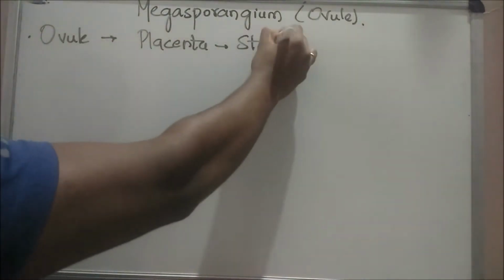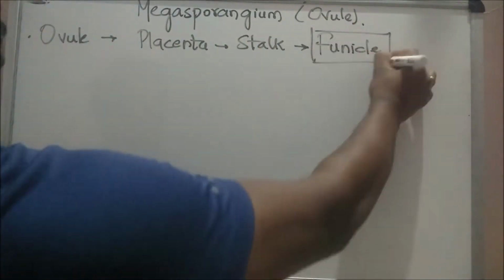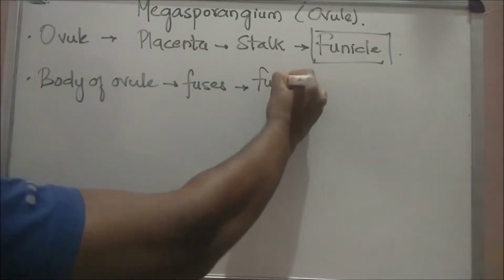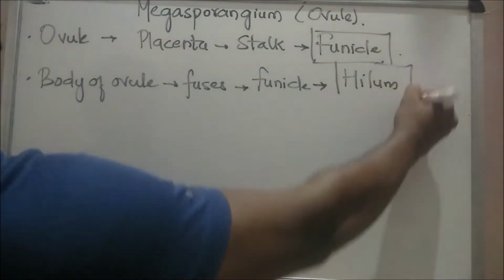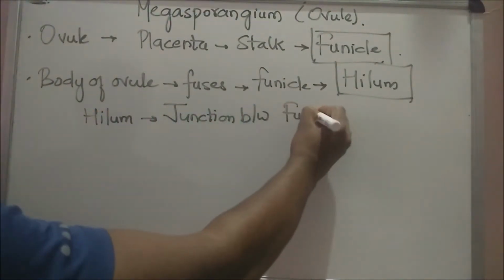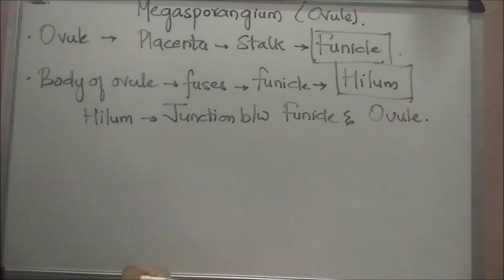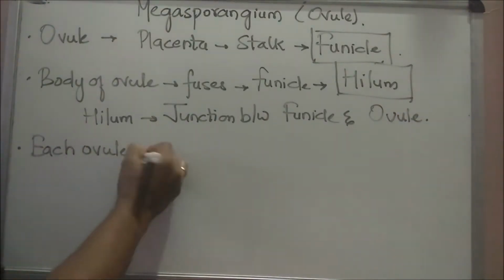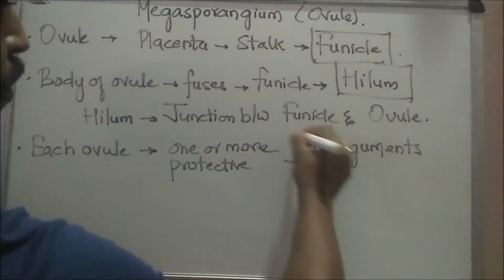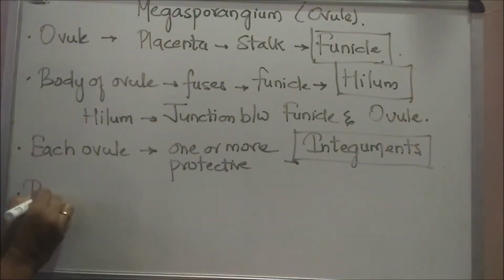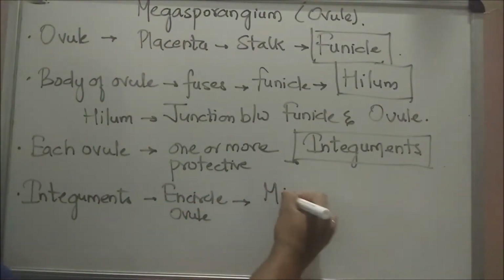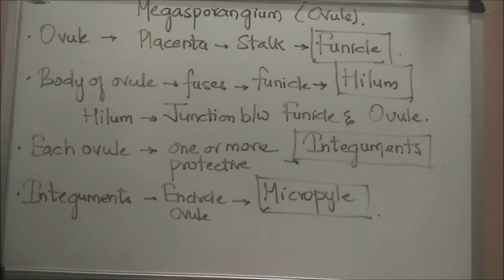The ovule is a small structure attached to the placenta by means of a stalk called funicle. The body of the ovule fuses with the funicle in a region called hilum. That is, hilum represents the junction between the ovule and the funicle. Each ovule has one or two protective envelopes called integuments. Integuments encircle the ovule except at the tip, where a small opening called the micropyle is organized.